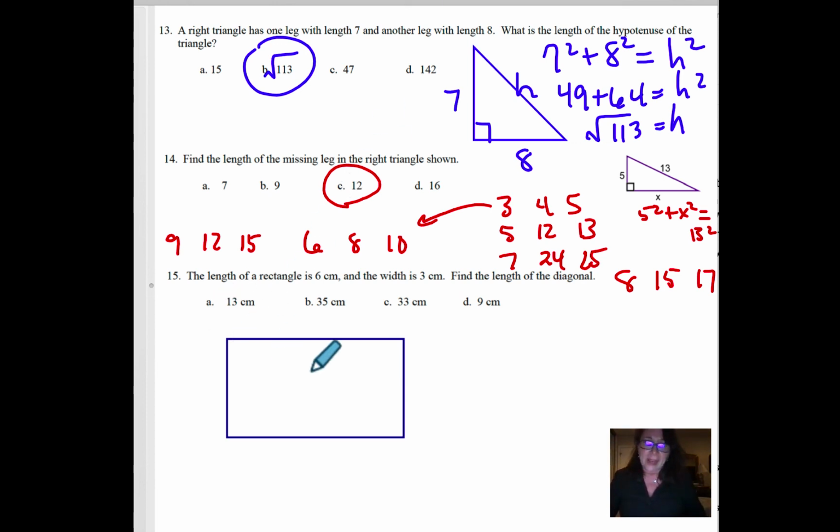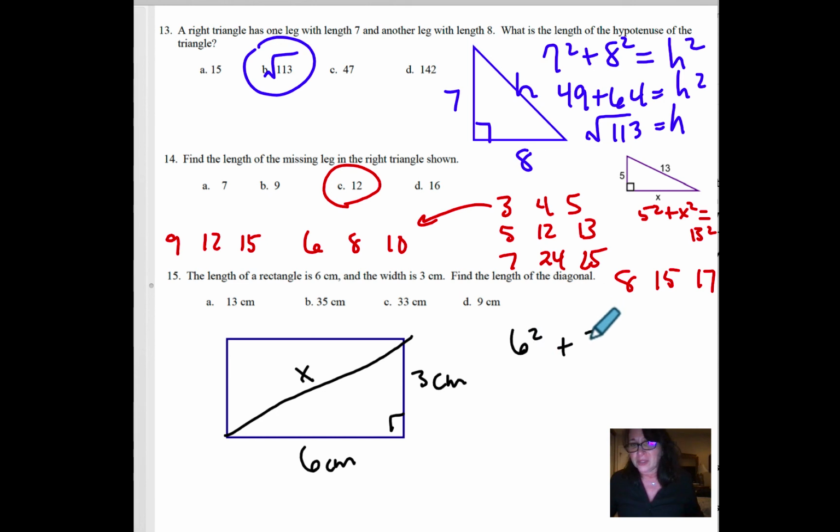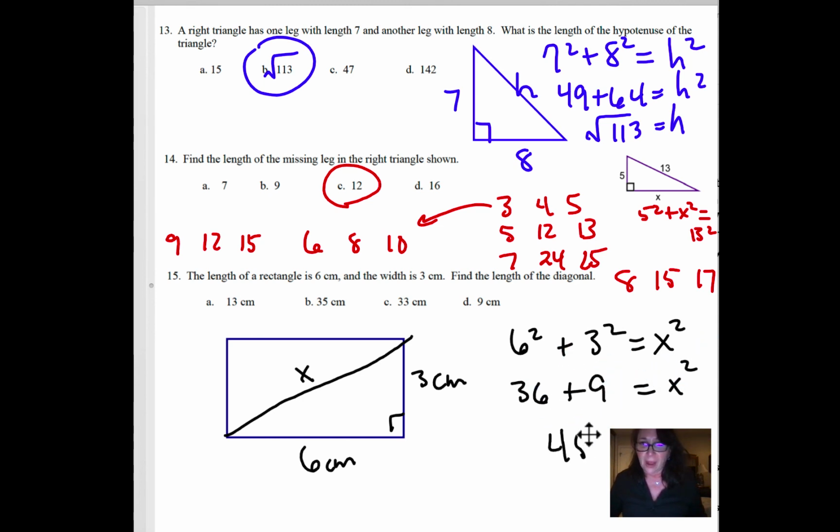The length of a rectangle is 6 centimeters and the width is 3 centimeters. Find the length of the diagonal, which is this corner to corner line segment. And so we're going to use the Pythagorean Theorem again. And so we're going to go 6 squared plus 3 squared is equal to x squared. 36 plus 9 is equal to x squared. And so I'm going to get 45. And 45 equals x squared. So x is equal to the square root of 45.